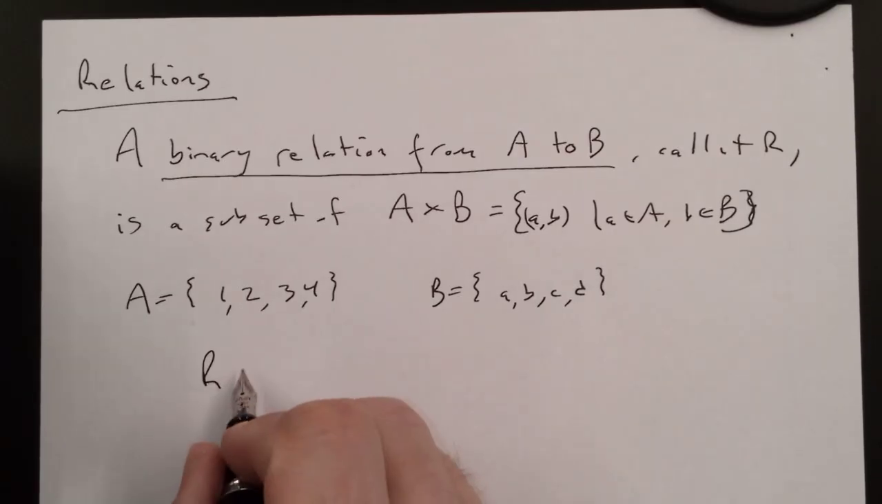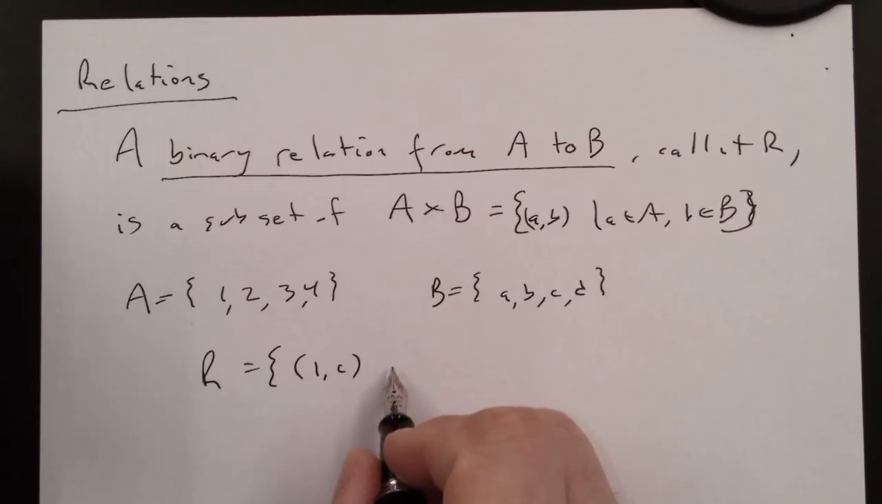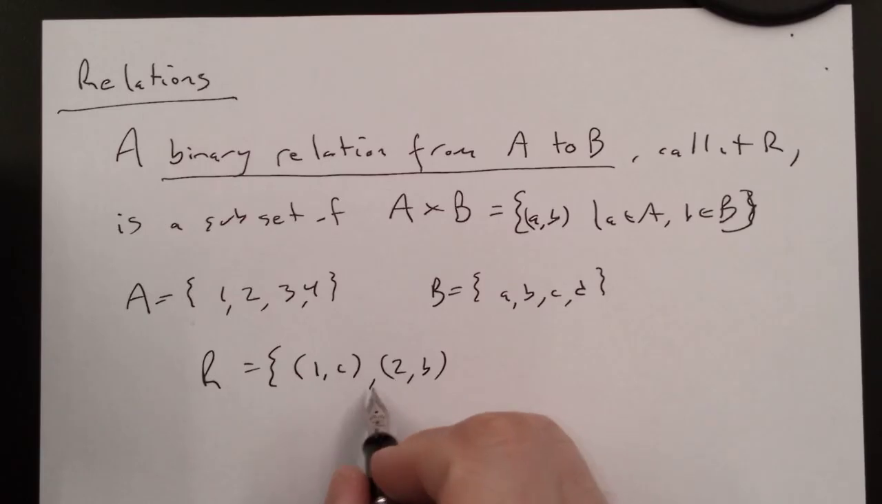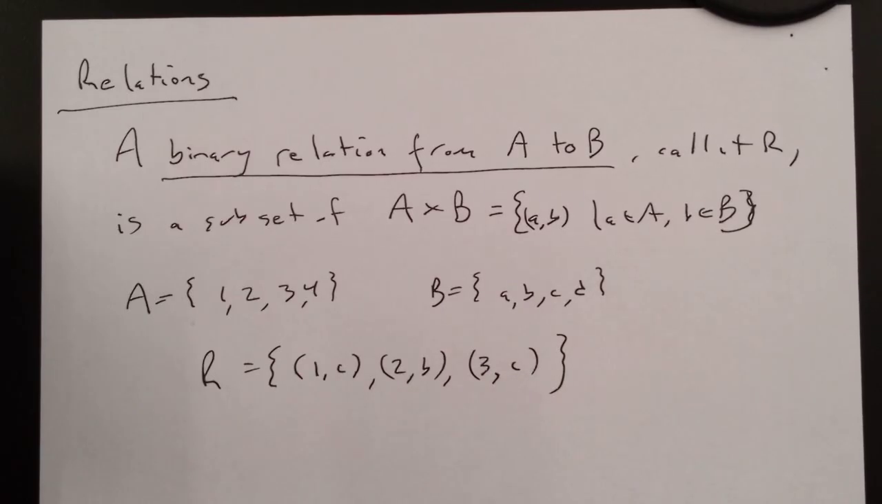As an example, here's a relation. 1c, 2b, and 3c. Those are all valid ordered pairs within the Cartesian product. I just picked 3 of them at random.